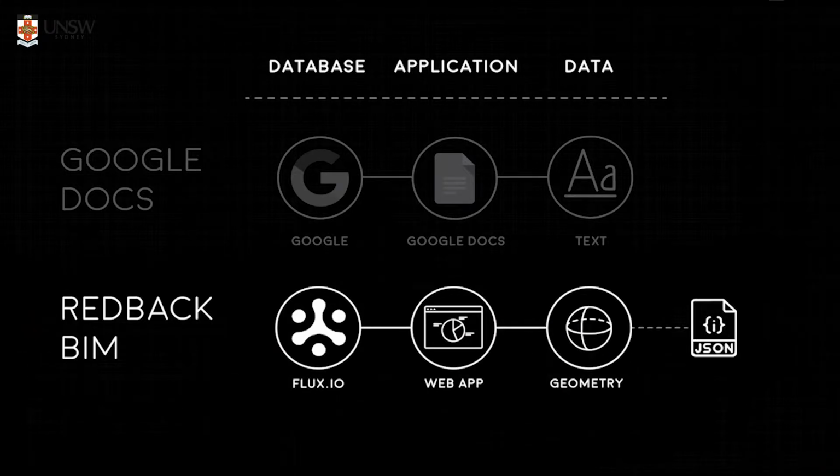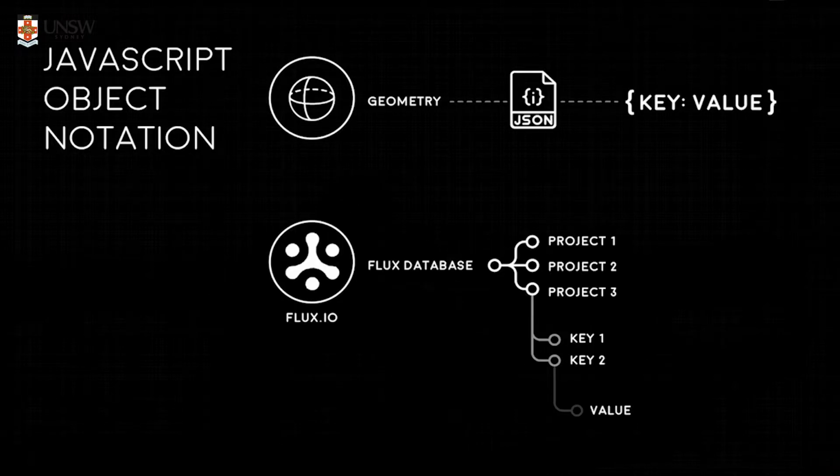Geometry in Flux is actually made up of a JSON string. And so to bring you into what JSON is, which is short for JavaScript Object Notation, it is data in its simplest form made up of a key and a value. And Flux works exactly the same way, in that in the Flux database you have a project, and within that project you have a series of keys, and within those keys are values such as integers, strings, and even geometry data made up of a JSON string.